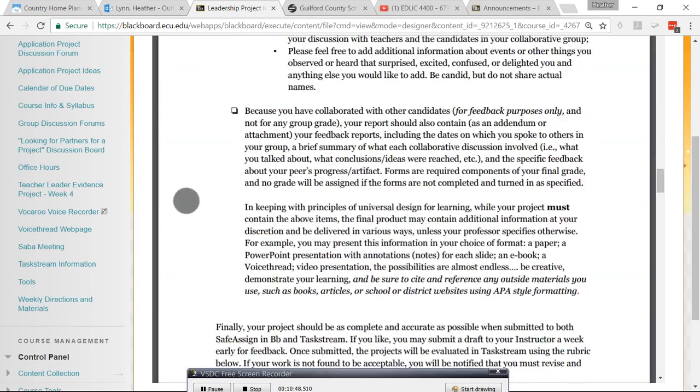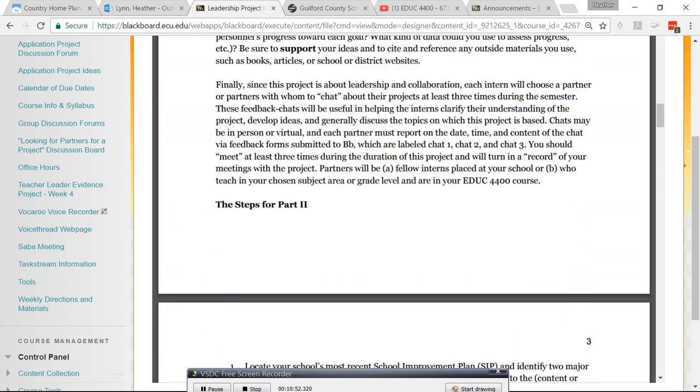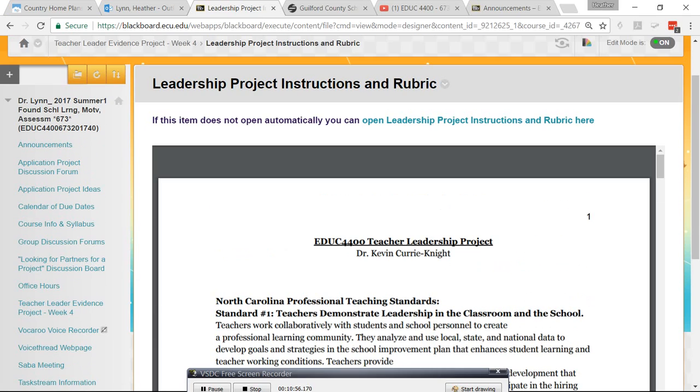So those are the steps. If you have any questions, feel free to contact me. I'll let you peruse the guidelines a little bit more on your own. But hopefully this will help you make a good start. So again, if you have any questions, feel free to let me know because it's important for me to be able to provide you feedback as we go.